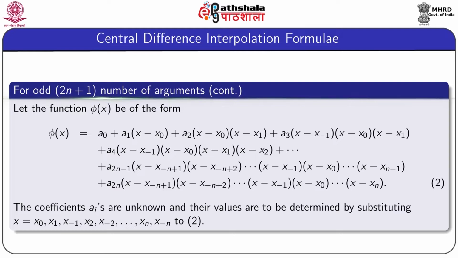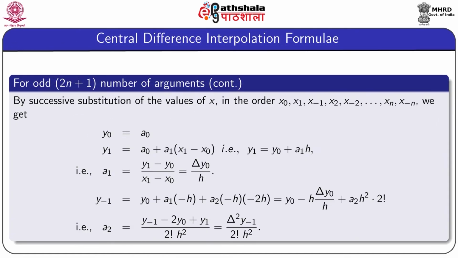Here the coefficients a 0, a 1, a 2 are determined based on the condition of the interpolating polynomial by substituting the values of x equal to x 0, x 1, x minus 1, x 2, x minus 2 and so on. According to this order, we shall determine the values of the coefficients ai. Now, we substitute the value of x equal to x 0, then we obtain y 0 equal to a 0. Then we substitute the value of x equal to x 1 in the polynomial phi x, then we get y 1 equal to a 0 plus a 1 into x 1 minus x 0. That means, y 1 equal to y 0 plus a 1 h, or a 1 equal to delta y 0 by h.